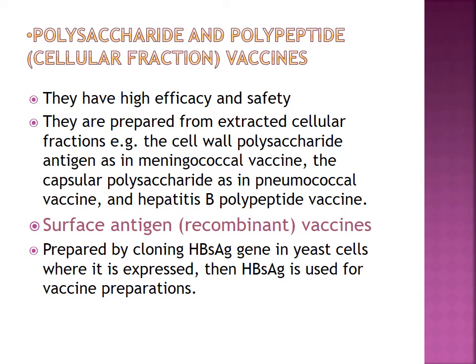The polysaccharide and polypeptide vaccines are cellular fraction vaccines. They have high efficacy and safety. They are prepared from extraction of the cellular fragments, for example the cell wall polysaccharide antigen in the meningococcal vaccine, the capsular polysaccharide, which is highly antigenic, in the pneumococcal vaccine, and the hepatitis B polypeptide vaccine. The surface antigen or recombinant vaccines are another type, prepared by cloning the hepatitis B surface antigen gene in a yeast cell where it is expressed. Then the hepatitis B surface antigen is used for the vaccine.